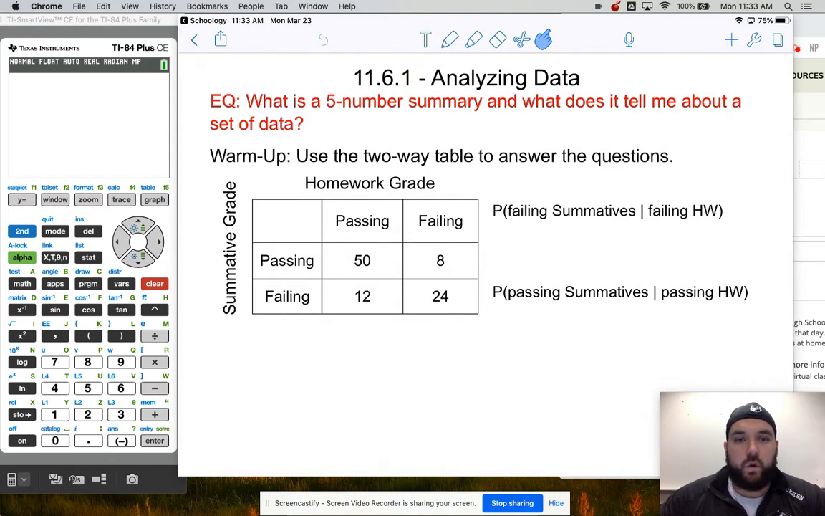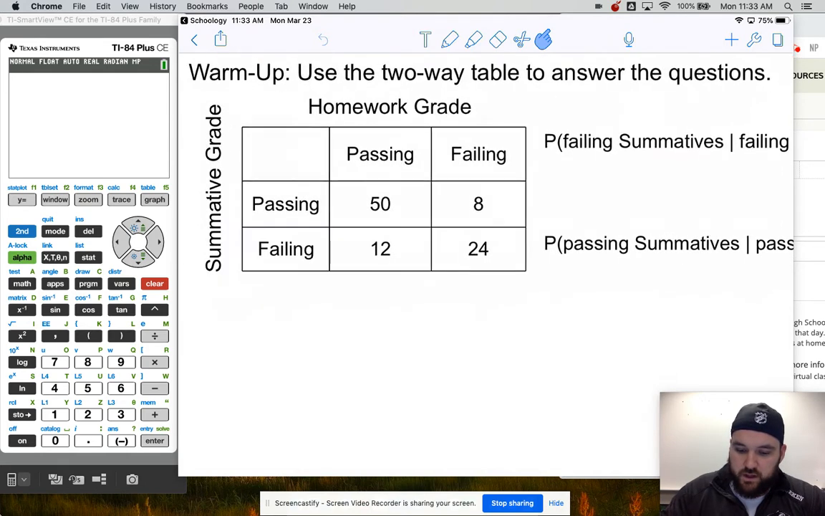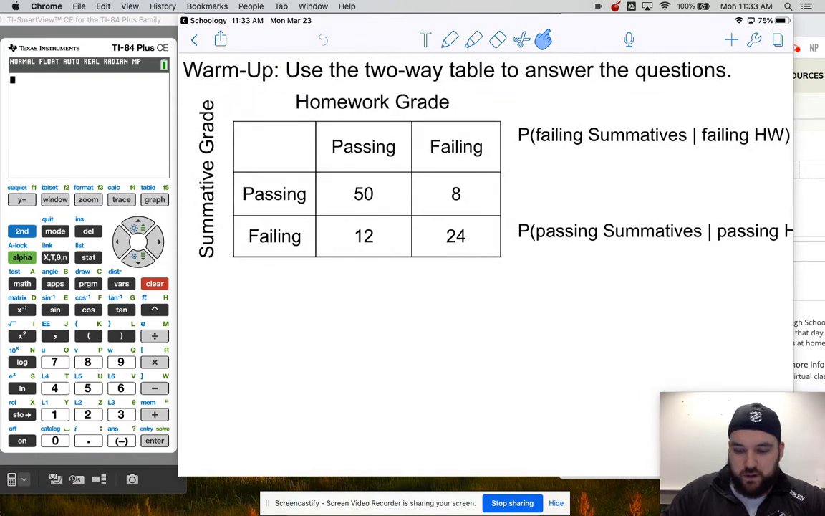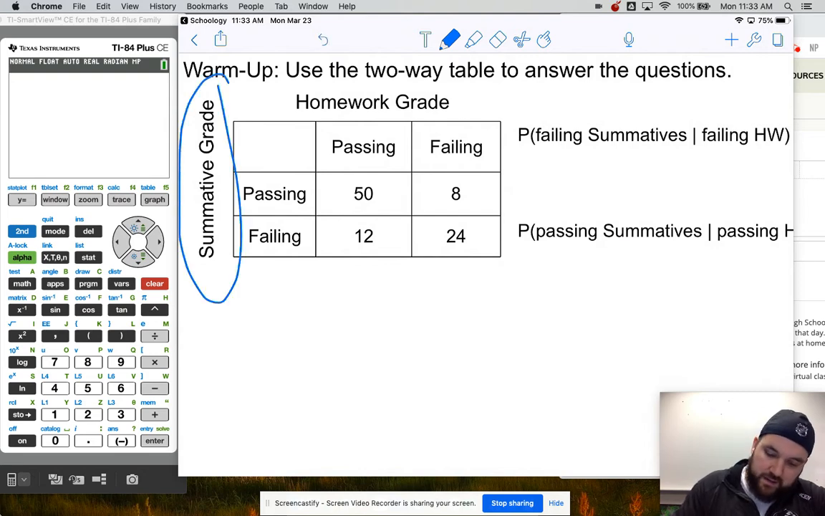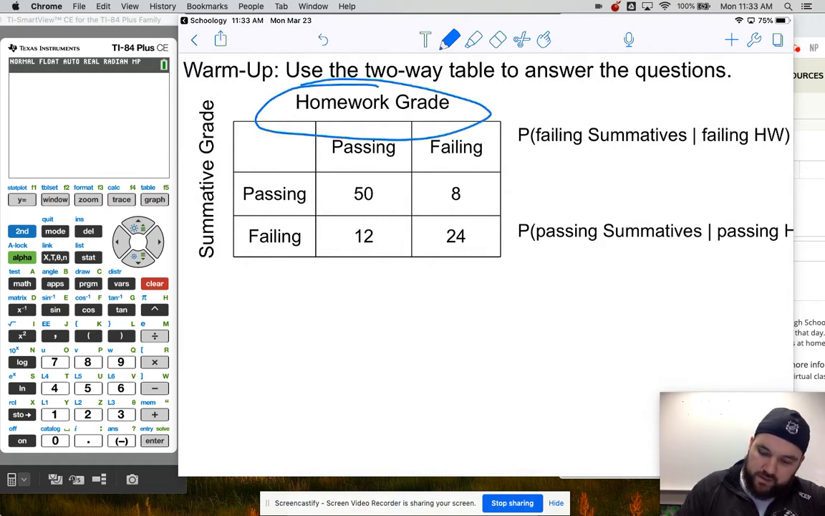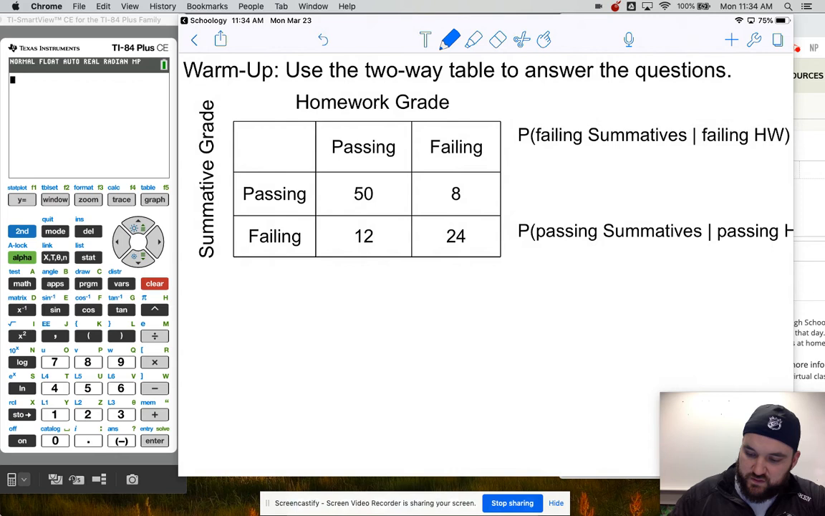Our EQ is: what is a five number summary and what does it tell me about a set of data? Before we get into talking data, we're going to remind ourselves of how to interpret one of these two-way tables. Here I see that on the side I have the summative grade, passing versus failing, and across the top of the table I have homework grade, passing versus failing.